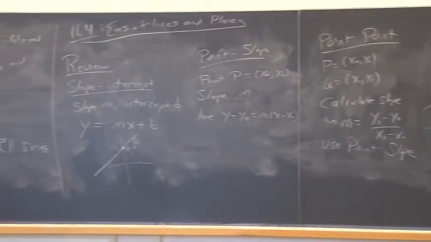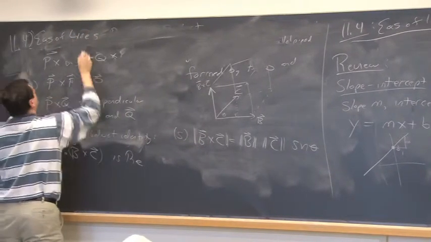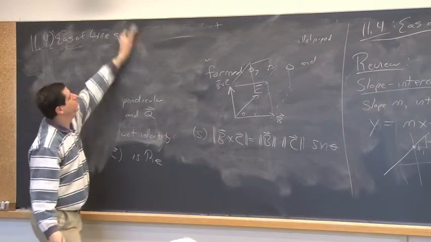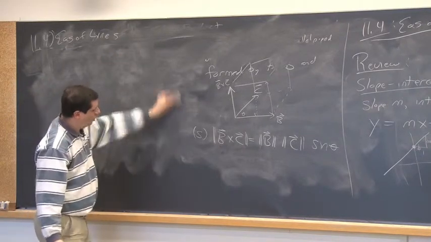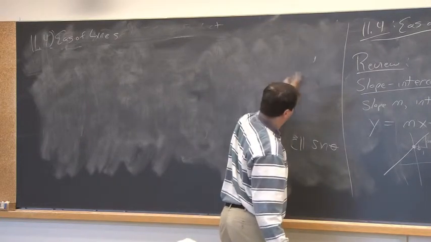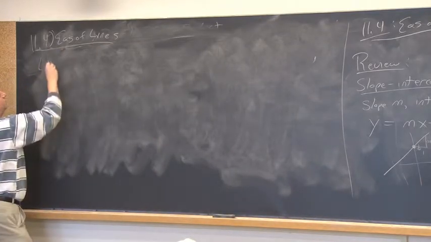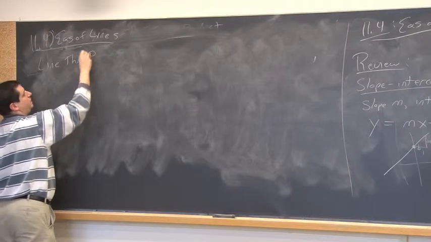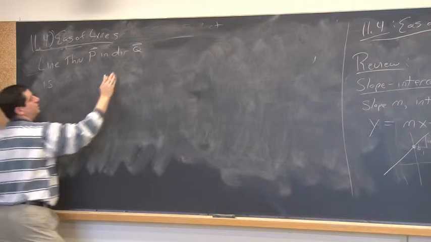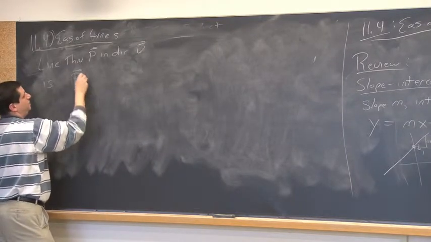So the general situation, now in 11.4, equations of lines, is I give you a point, and I give you a direction, and the line is going to be all points q such that q minus p is in that direction. So the line through p in the direction v is p plus tv.